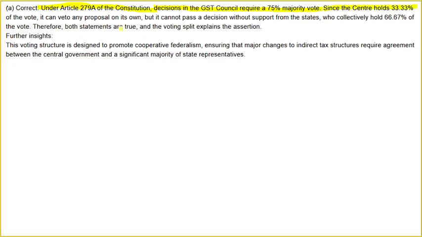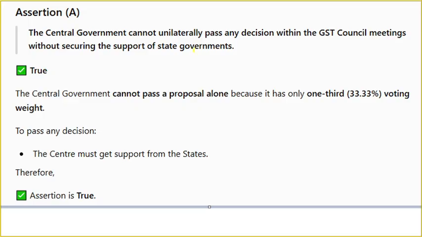Since the center holds 33.33% of the vote, it can veto any proposal on its own, but it cannot pass a decision without support from the states, who collectively hold 66.67% of the vote. Therefore, both statements are true, and the voting split explains the assertion. This voting structure is designed to promote cooperative federalism, ensuring that major changes to indirect tax structures require agreement between the central government and a significant majority of the state representatives.